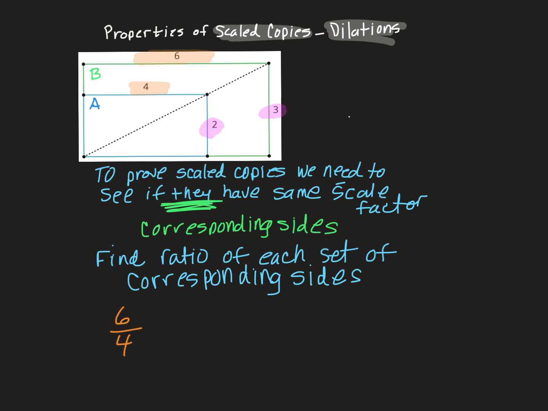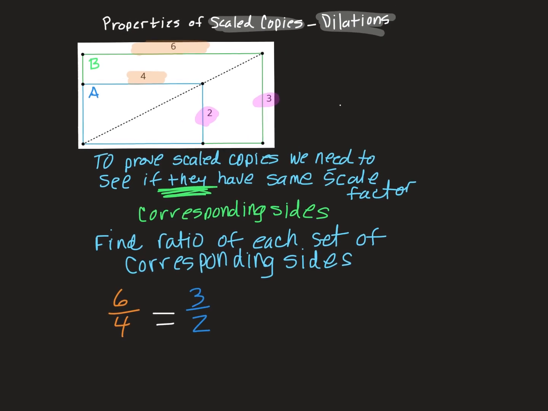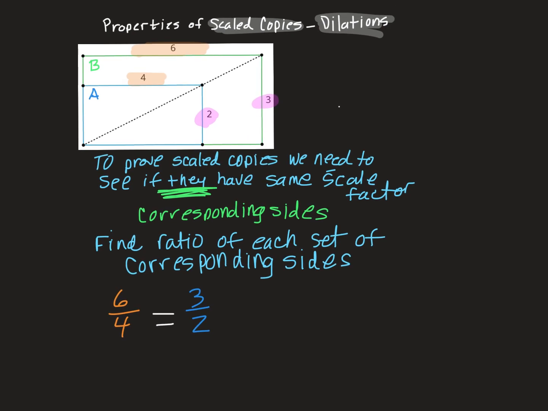What does 6 over 4 simplify to? What can I divide both 6 and 4 by? 2. So that means in simplified form, this is going to be 3 over 2, right? So if I did 6 divided by 4, it simplifies to 3 over 2.